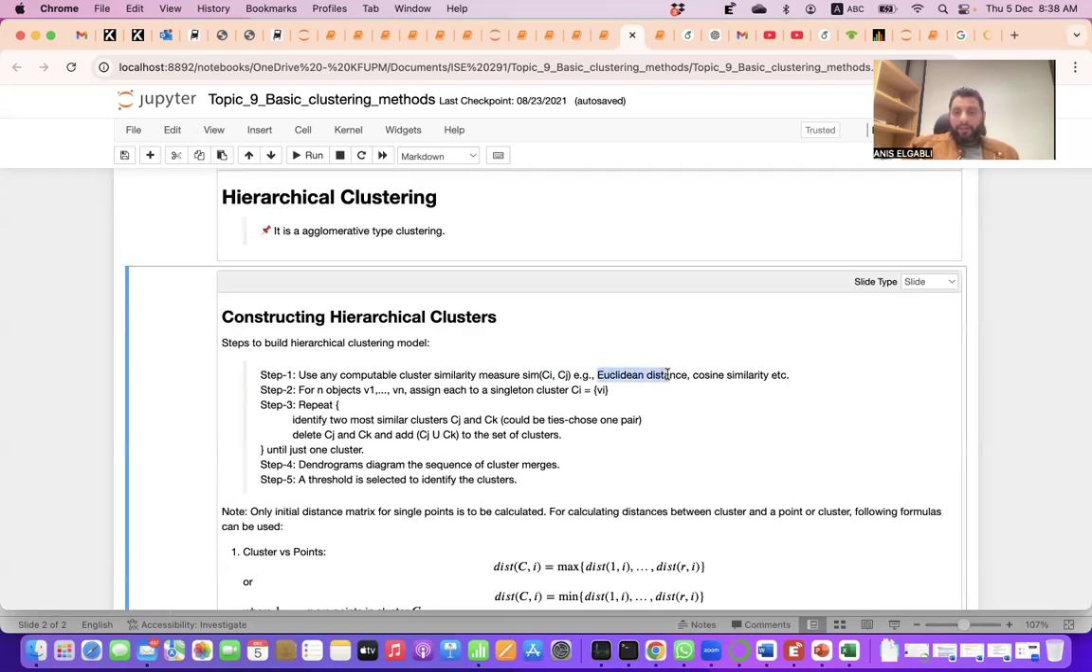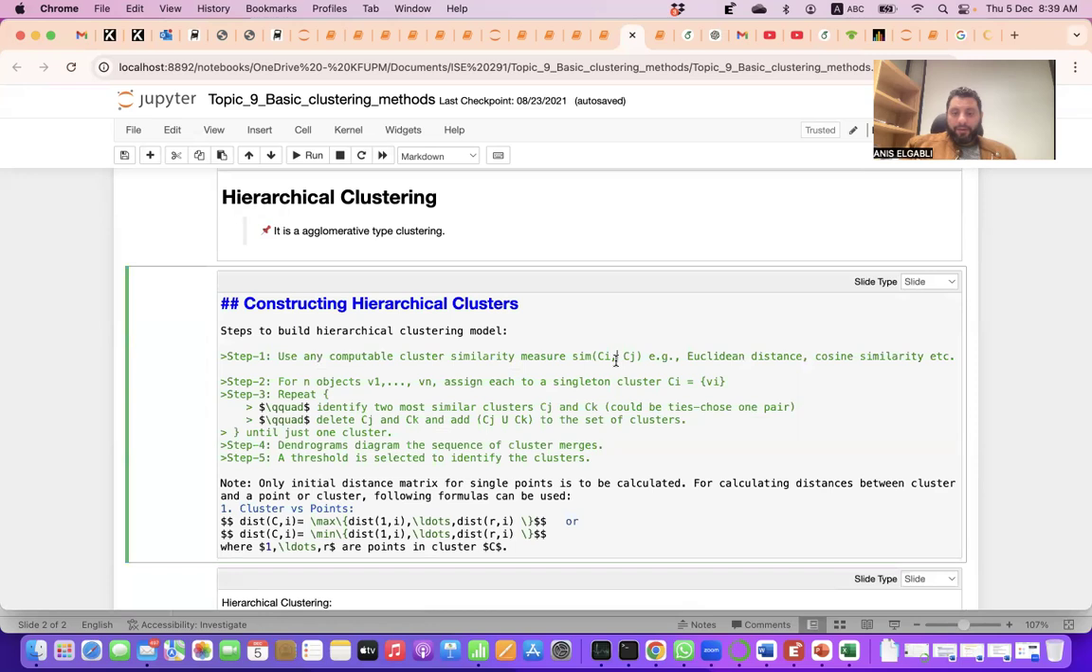You could use Euclidean distance, which is the shortest distance between any 2 points. For example, if you take any 2 points in the two-dimensional space, the first point is represented by x1 and y1, and the second point by x2 and y2. The Euclidean distance is the square root of (x1 minus x2) squared plus (y1 minus y2) squared. That's the shortest distance between any 2 points. That's one similarity metric that you can use.